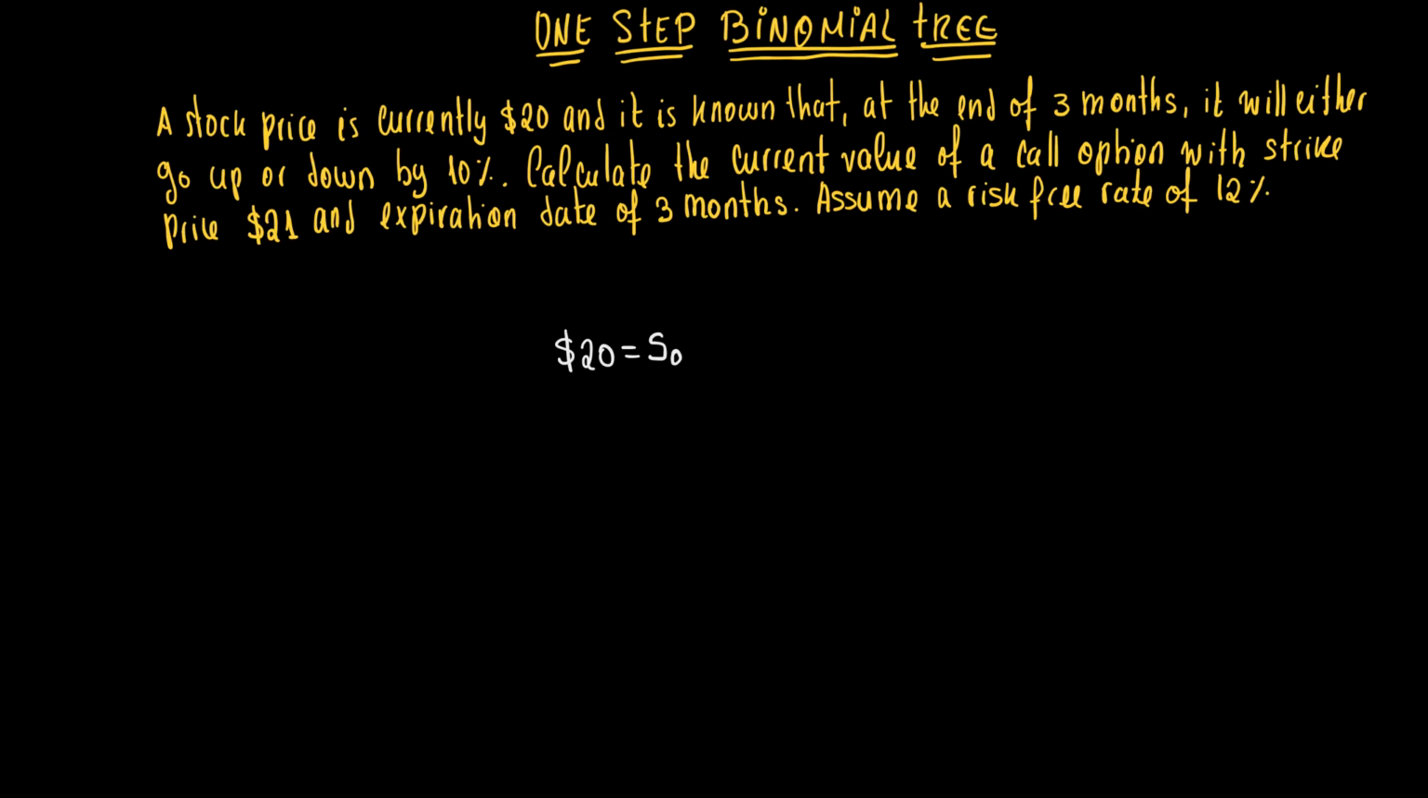It is known that at the end of 3 months, this stock price will either go up or down by 10%. So it will go up to some stock price, going up by 10%, or it will go down to some stock price, going down by 10%.